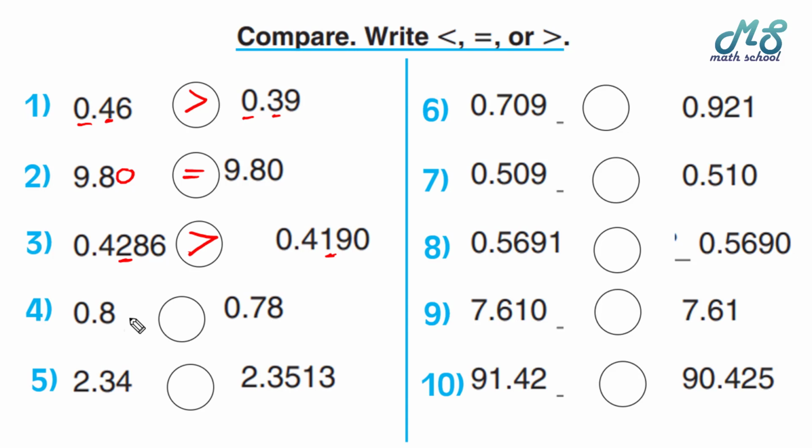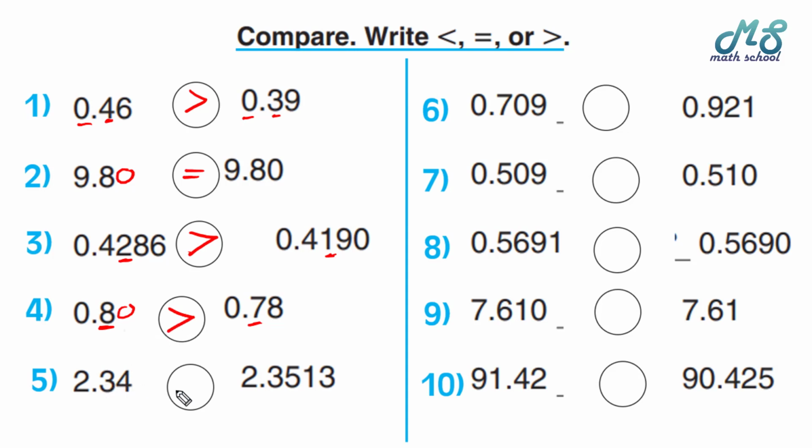Next, equate the decimal places, insert a 0. Then you can start to compare between two numbers digit by digit. 0, 0, they are the same. Point, 8 and 7. 8 tenths, 7 tenths. 8 is greater than 7, so you have to write greater than.